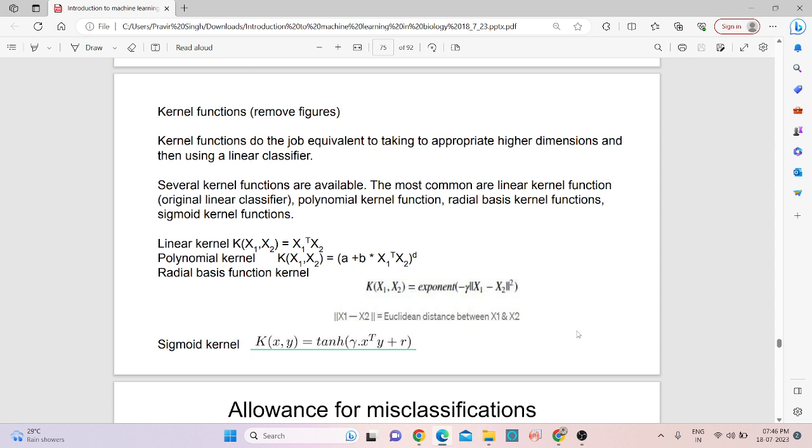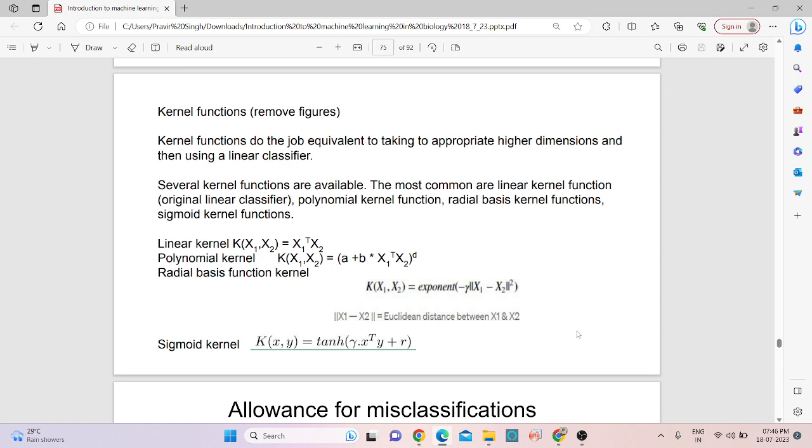I have talked about multiple kernels. Every kernel function has a parameter. If we don't make a transformation, we call that a linear kernel. That means if there are two attributes and we do not take them to a higher dimensional space and then classify, we call it a linear kernel.